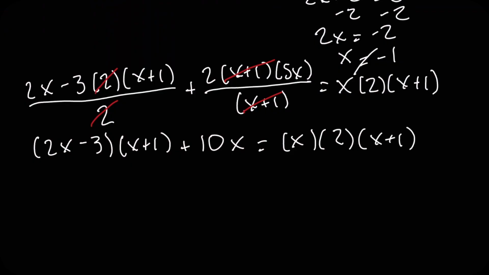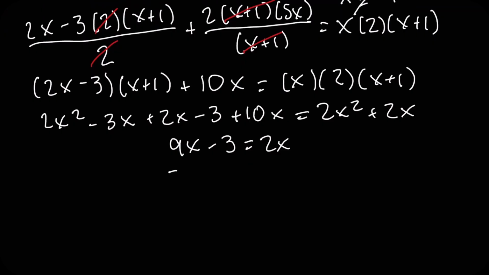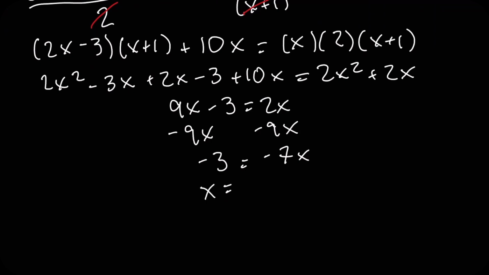So let's go ahead and multiply out even more. We're left with 2x squared - 3x + 2x - 3 + 10x, and that's going to be equal to 2x squared + 2x. So reducing all of this down, we will get 9x - 3, and that's going to be equal to 2x, and we can go ahead and combine like terms. So subtract your 9x, and you're left with -3 = -7x, which will get you x = 3/7.